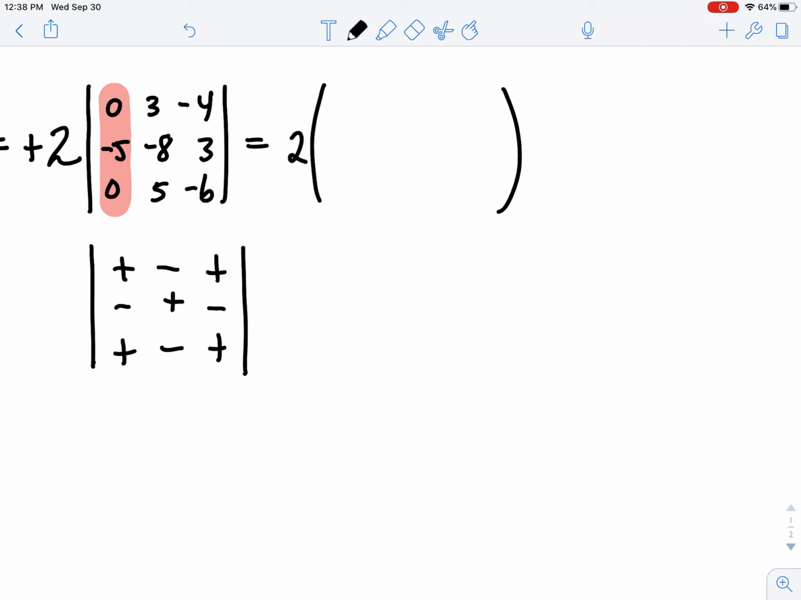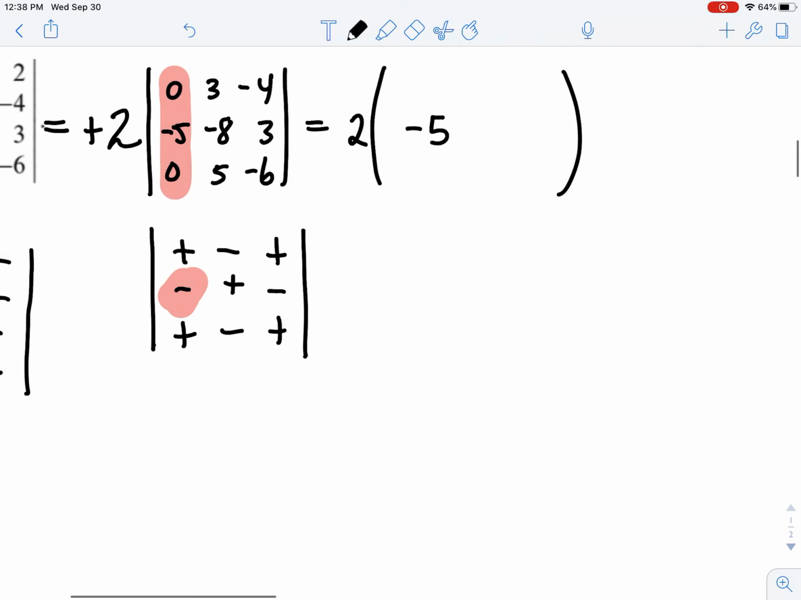So it's going to be 2 times. And now what goes inside of there? Well, I guess we're going to have a negative 5. And then we need to check our sign. Let's see, that 5 is in the second spot. So that actually gets another negative. So I'm going to make that a plus. And then I have to work out the cofactor.